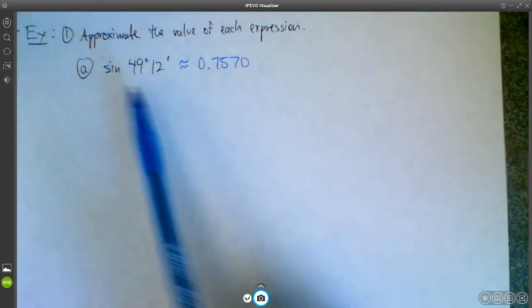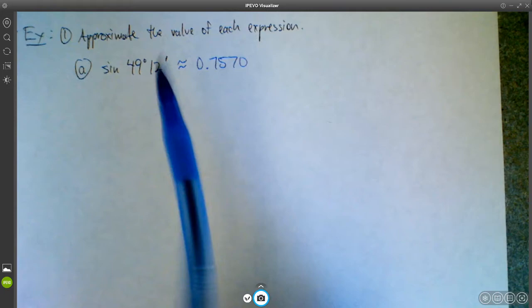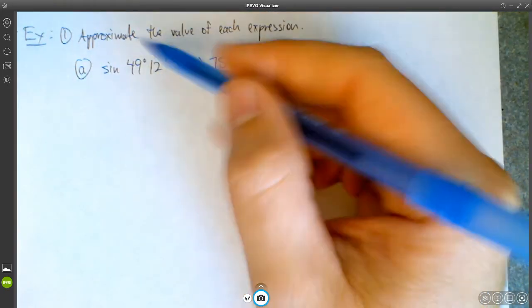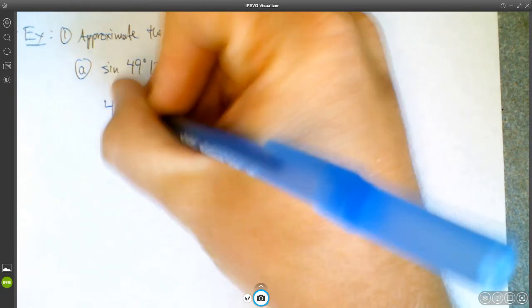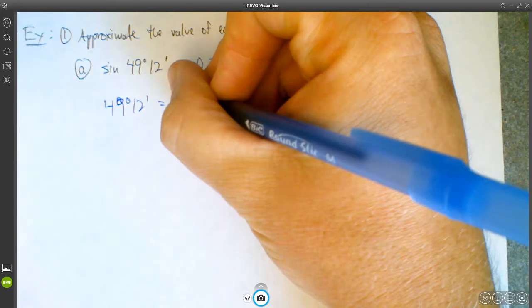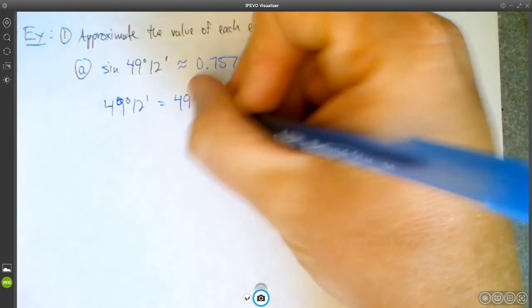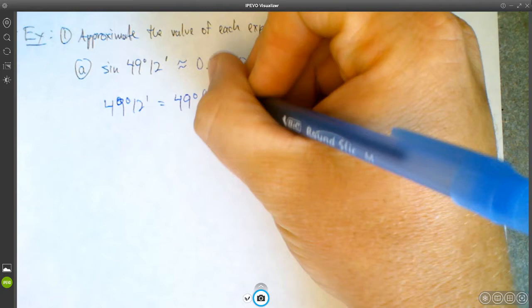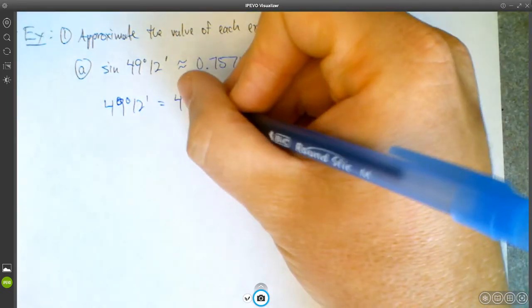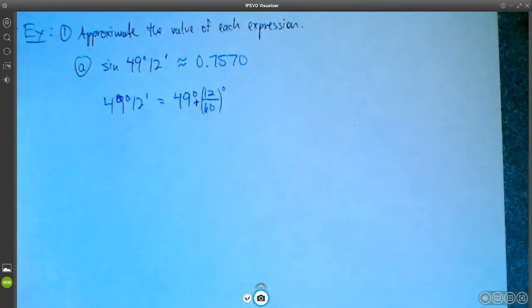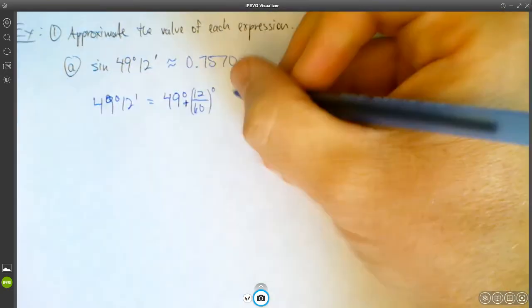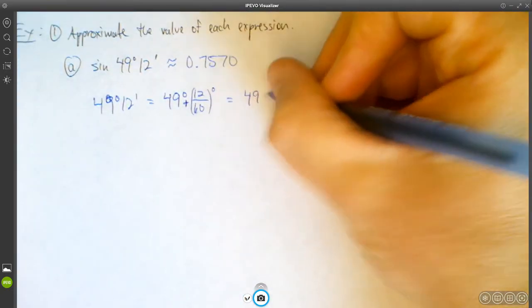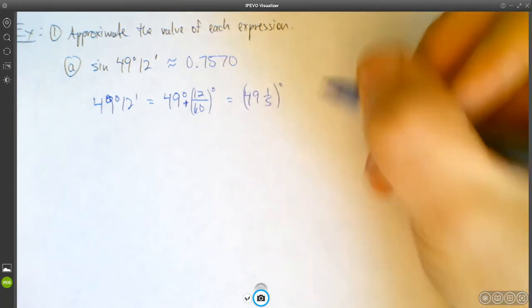Another thing you could do, though, if your calculator doesn't have minutes on it, is change this into decimal degrees, right? So you could say 49 degrees 12 minutes is equal to 49 degrees plus 12 sixtieths of a degree. Of course, you could reduce it as well. 12 out of 60 is 1/5, so you could call this 49 and 1/5 of a degree.